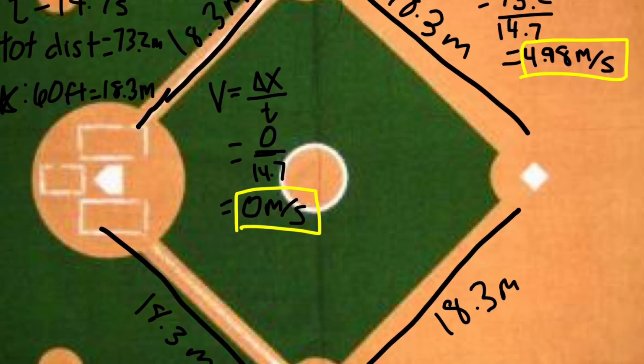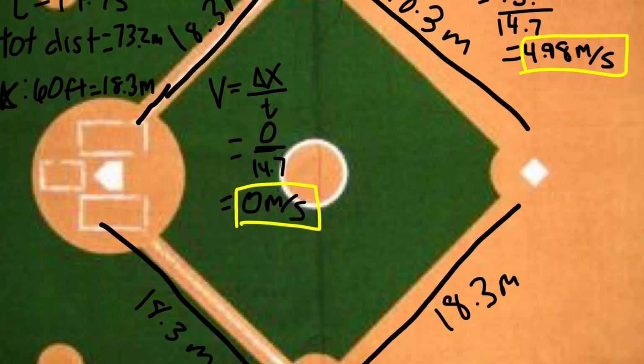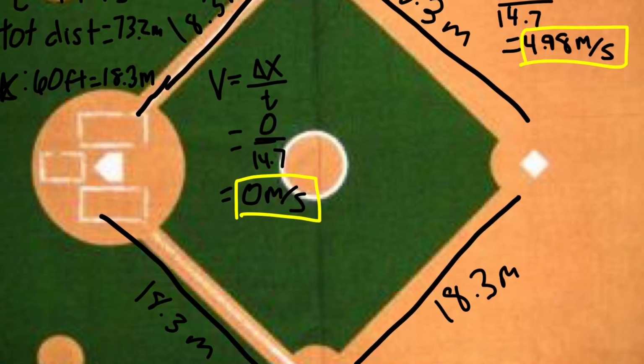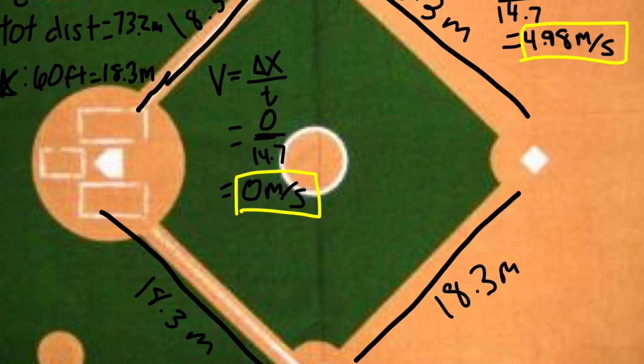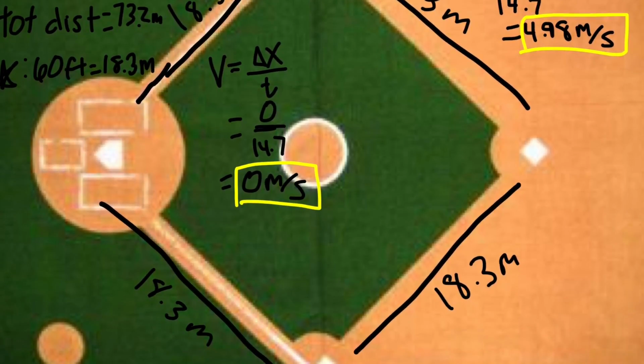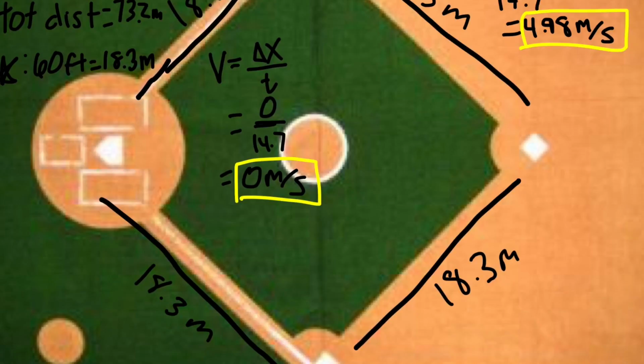Our velocity, however, is far different. Since it's our displacement over time, and we started and ended at the same spot, our displacement is actually 0. And we divide that by our time, 14.7 still, and that gives us a velocity of 0 meters per second around all 4 bases.